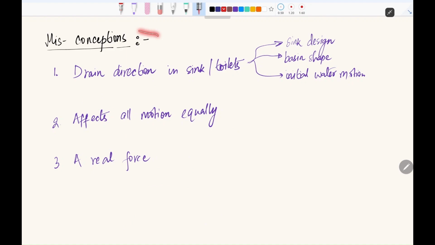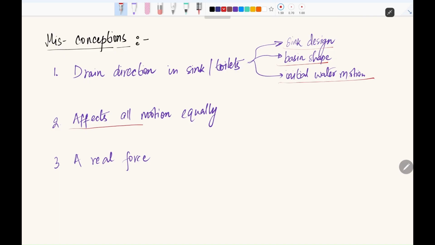Let us now cover some of the common misconceptions related to the Coriolis effect. Drain direction in sinks or toilets. It is a common myth that the clockwise or the anti-clockwise flow of water in the sinks is due to the Coriolis effect. But the Coriolis effect is really insignificant on such a small scale. Drain direction is basically controlled by sink design, basin shape, and the initial water motion.